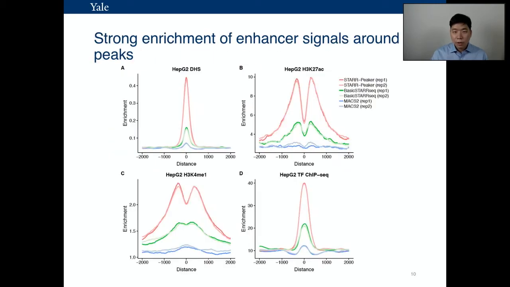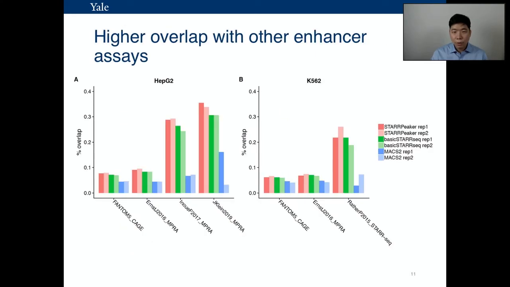When we compare the enhancers identified by STARRPeaker to the previous method, we saw that STARRPeaker peaks have much improved epigenetic enrichments in terms of DHS and enhancer marks. Also, we saw a higher number of TF binding events in the peaks found by STARRPeaker. We also made a comparison to the public datasets to see how the STARRPeaker peaks compared to others. Here we show the STARRPeaker peaks had the best overlap among the other methods that are published by other people.